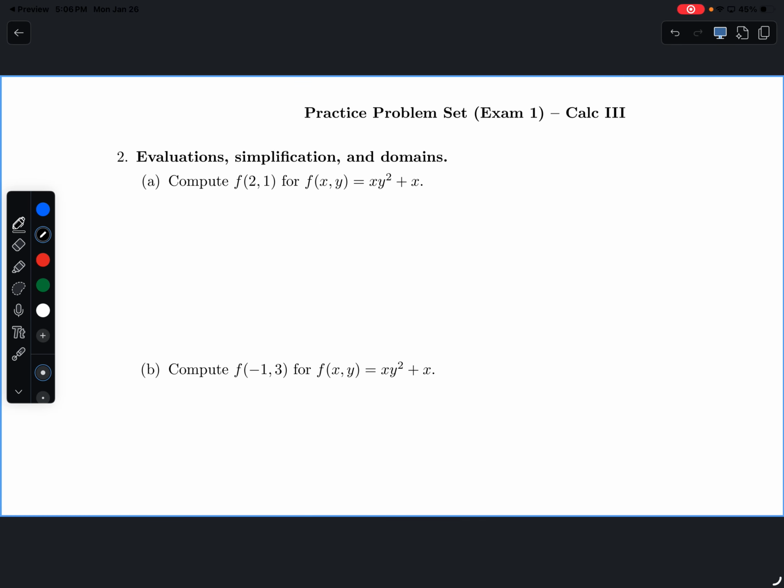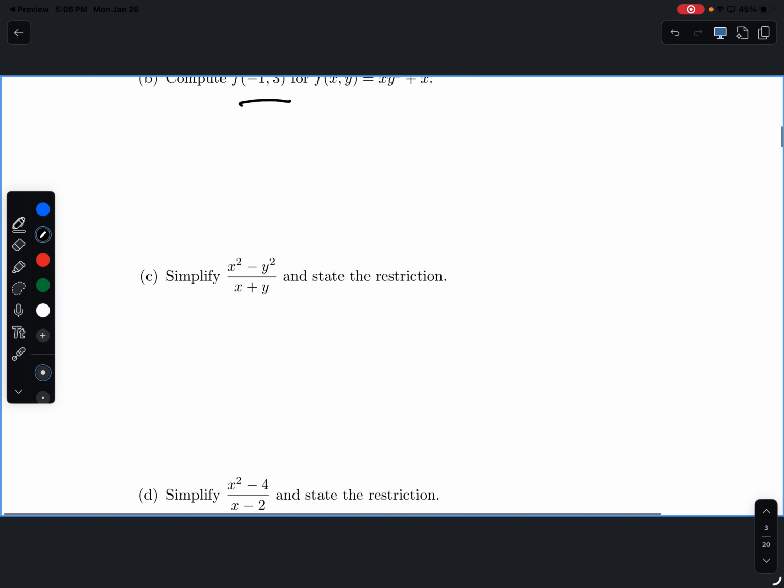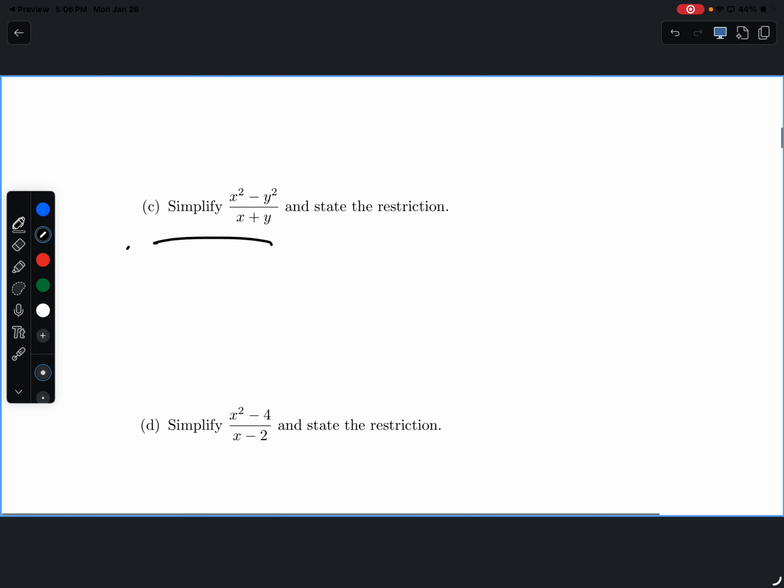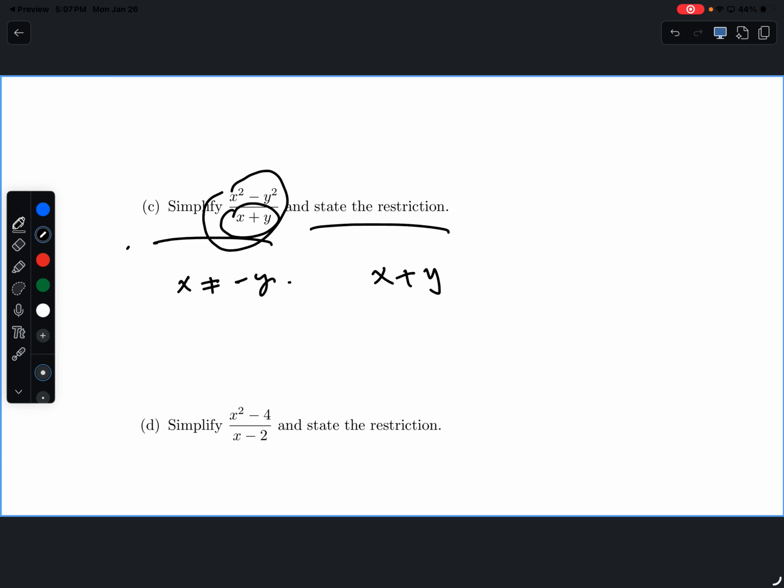So there would be a question where you will be asked about some simplifications, like finding a value from the function. It is not a difficult thing to do, and how to simplify and state the restriction. The restriction is x should not be equal to negative y. If you put the value of x equal to negative y, obviously this thing is not defined. Or in other words, x plus y should not be equal to 0.